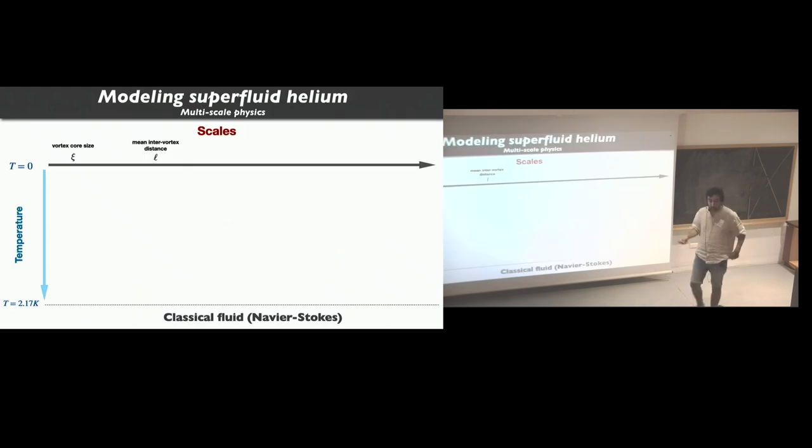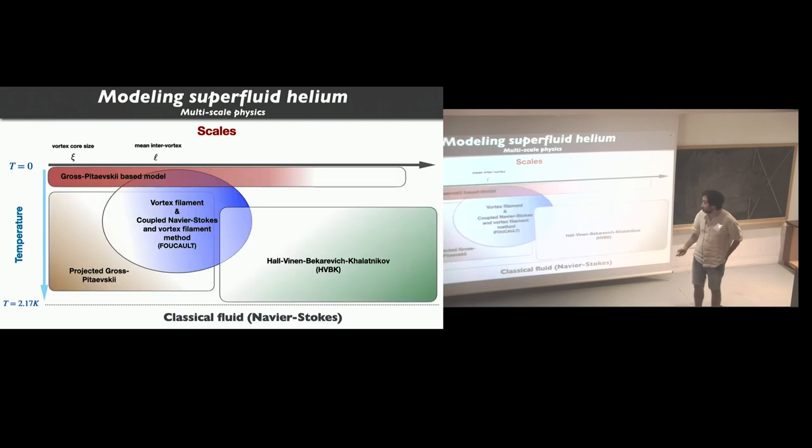So there is a special time devoted to how to model superfluids. Carlo will lead the discussion. But in general, we have two axes if we want to describe superfluid helium, for instance. One is scales, and the other one is temperature. Obviously, if we are at temperatures above T lambda, the answer is simple. We should use just Navier-Stokes.